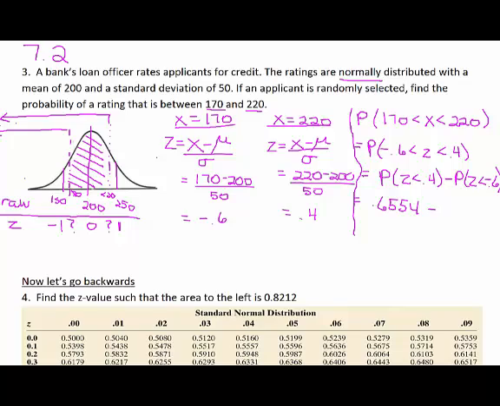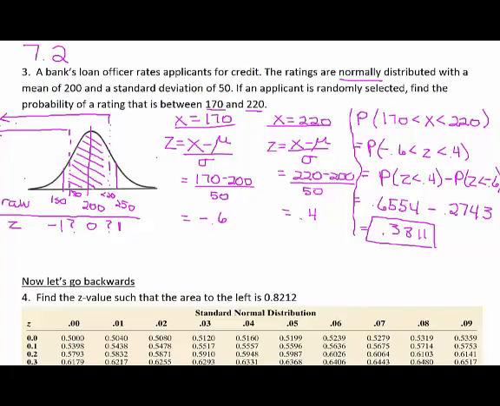So that's going to be 0.6554. Do the same thing for this one, except it's negative. So go to -0.6, and then it's that very first column. So it's going to be 0.2743. And then when you subtract those, you're going to get 0.3811. So what that means is if you pick a random person, the probability that their credit score is going to be between 170 and 220 is about 38%. Okay, so that's how this all works.